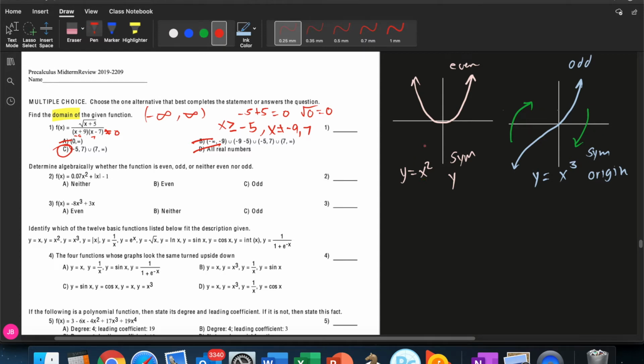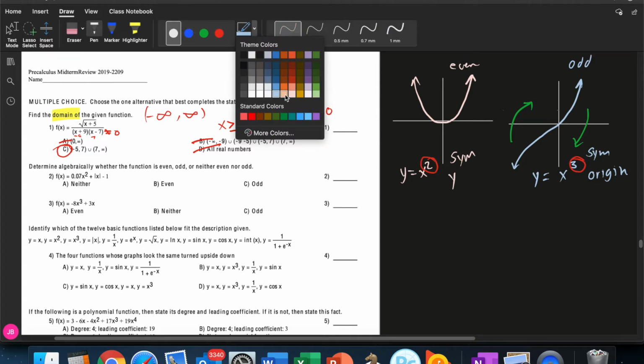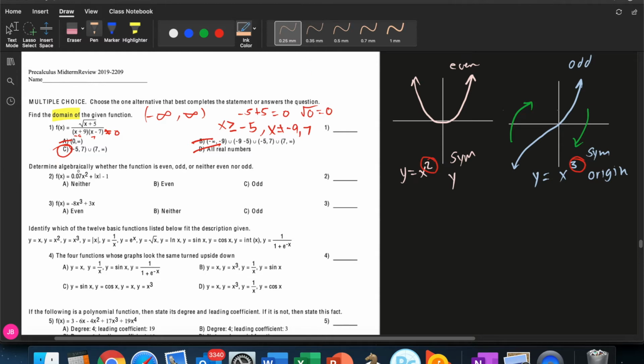Now, notice how even functions just so happen to have an even exponent, and odd functions just so happen to have an odd exponent, and that's by design. So that's another way that you can check whether they are even or odd. When we look at these, we notice a couple of things. Number one, if you were to graph this, because you are going to have a graphing calculator on your midterm, you would notice that this function is symmetrical by the y-axis, and it also has an even degree. And this one has an odd degree, and if you were to graph it, you would notice that it is symmetrical by the origin. So the answer to this one is going to be even, and the answer to this one is going to be odd.